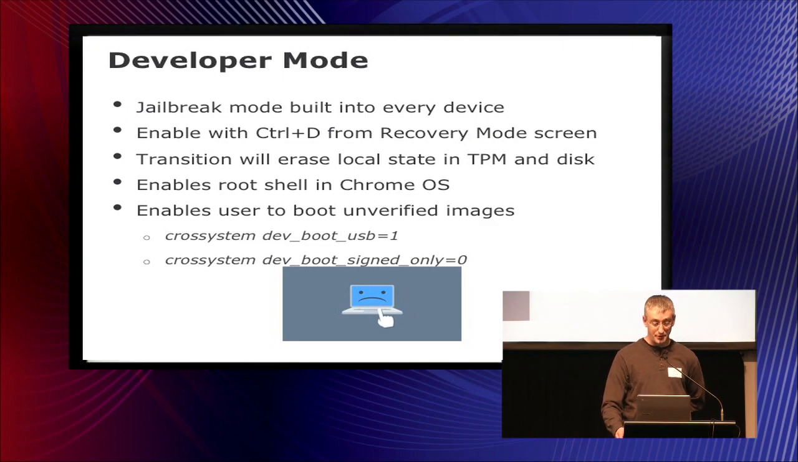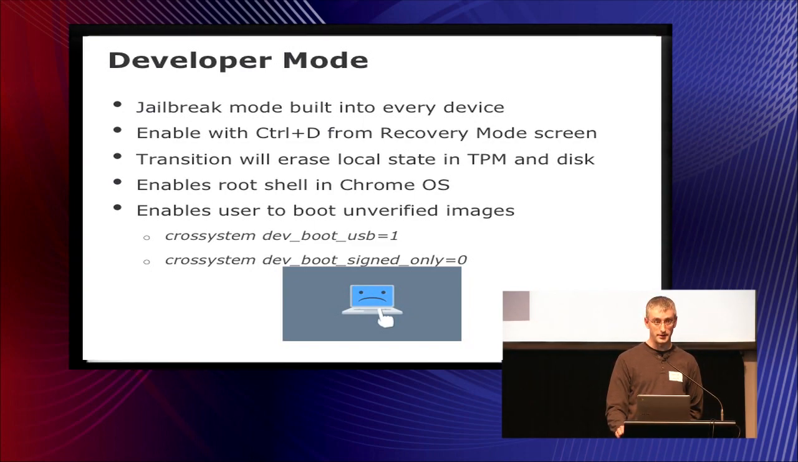It enables the root shell in Chrome OS, which allows you to start taking the system down in different pieces. You can turn off verification on the disk. You can allow yourself to boot USB sticks that might have your own signed kernels on them and stuff like that. There are some flags that can be set with a tool in Chrome OS that allow you to change some of the behaviors in developer mode.